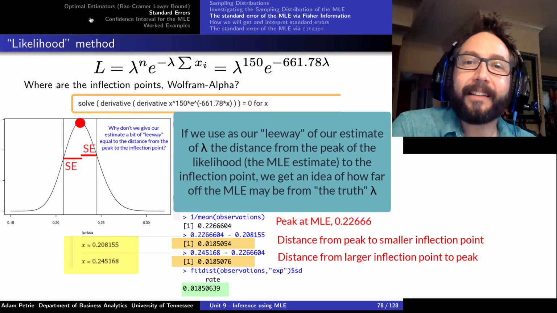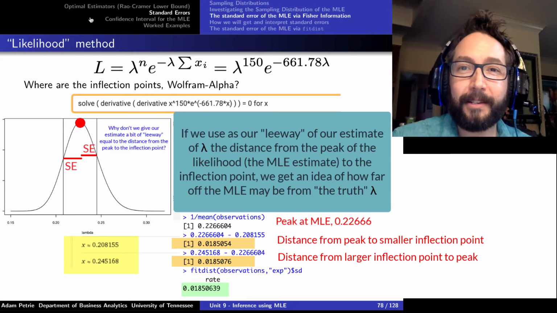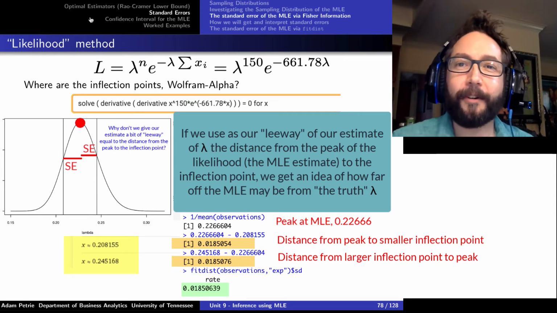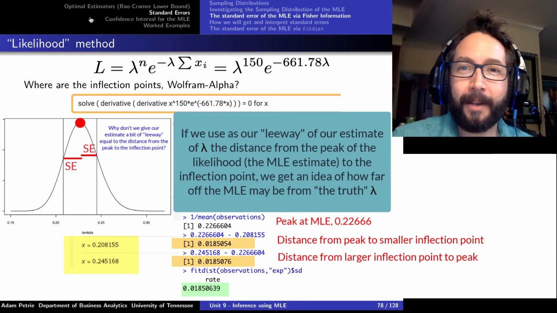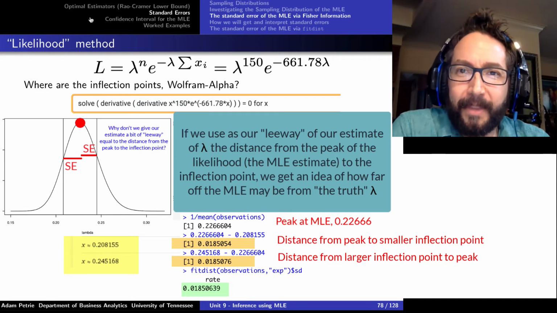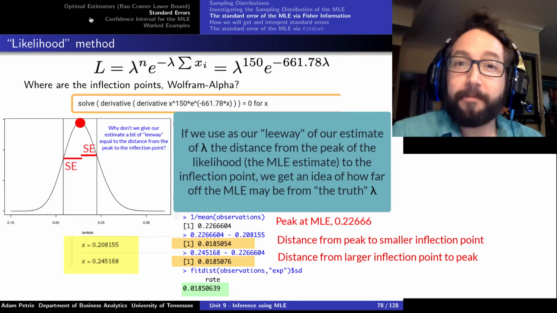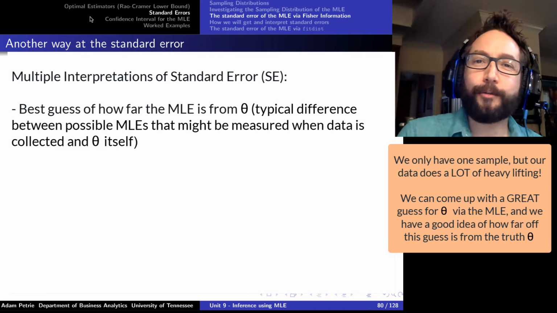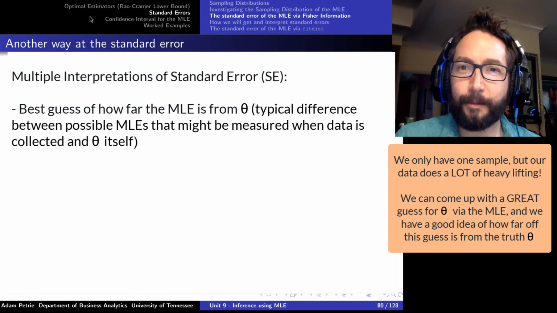When you plot that likelihood, sure, we're going to take as our best guess for lambda where that likelihood peaks. But we do have a little bit of leeway. That standard error, our best guess for how far off our lambda hat, the MLE, might be from the true value of lambda, can be taken to be that amount of leeway that we have with that estimate. How far away can we go from the peak of that likelihood before we run into one of those inflection points? And so we've discovered a great alternative interpretation of what the standard error of our estimator is.